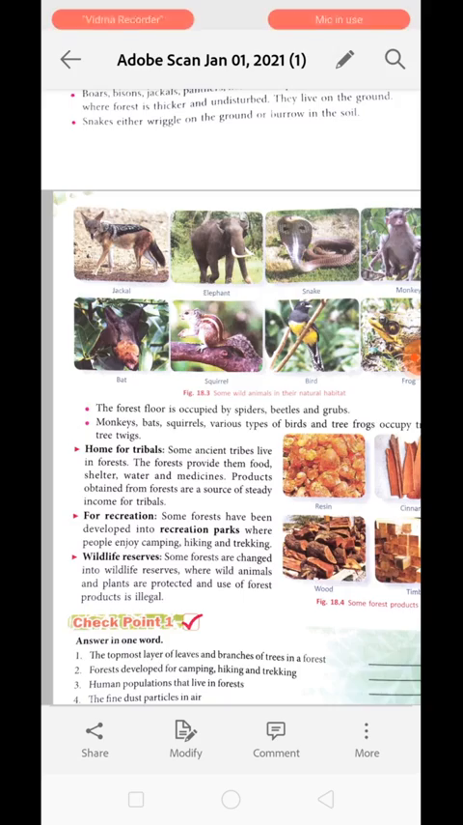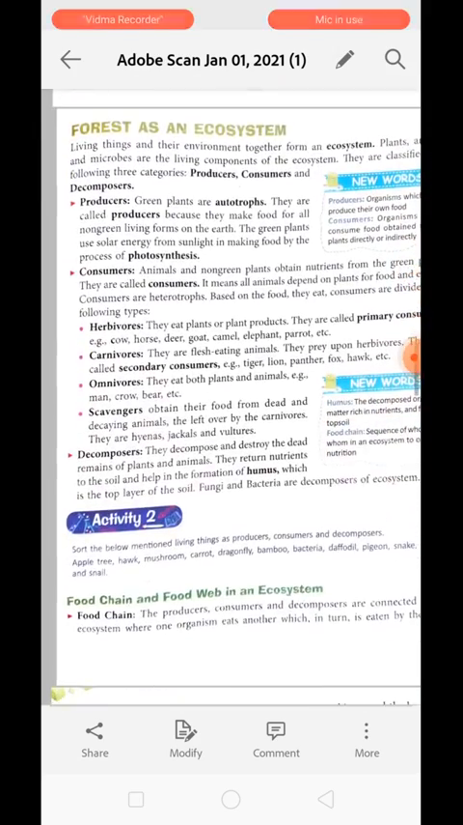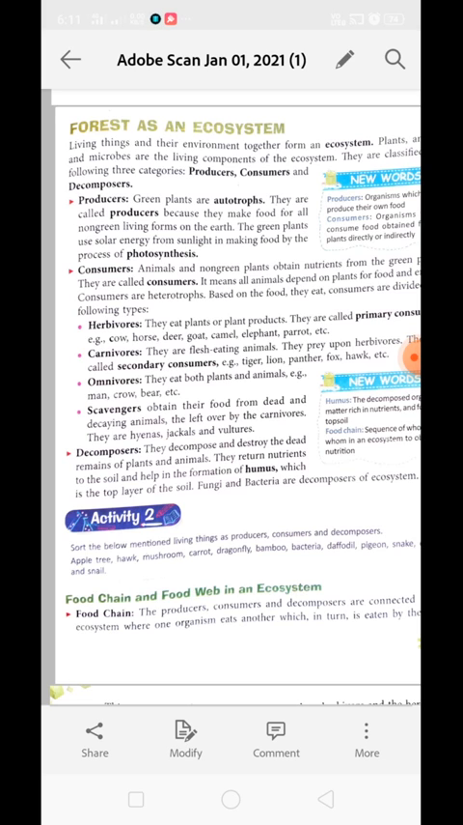Understood? Now next is forest as an ecosystem. We have learned that forest is also an ecosystem because living things and their environment together form an ecosystem. So forest has so many living things like plants and animals, all living together in the forest. Living things and environment together form an ecosystem. Plant, animal and microbes are the living components of the ecosystem.